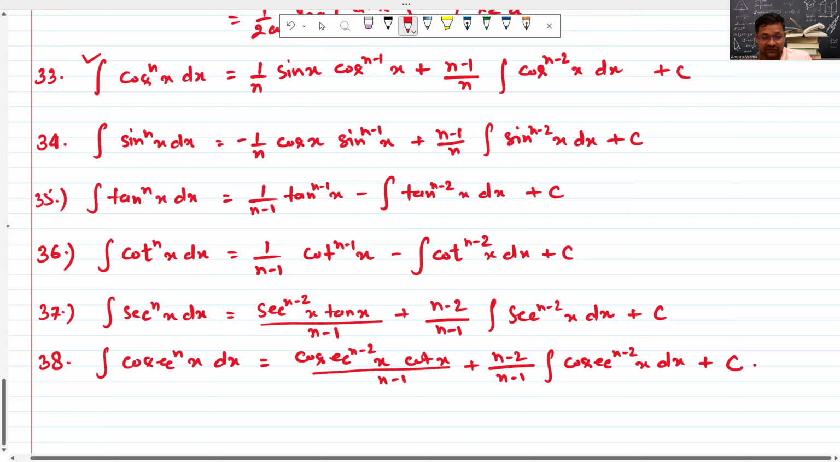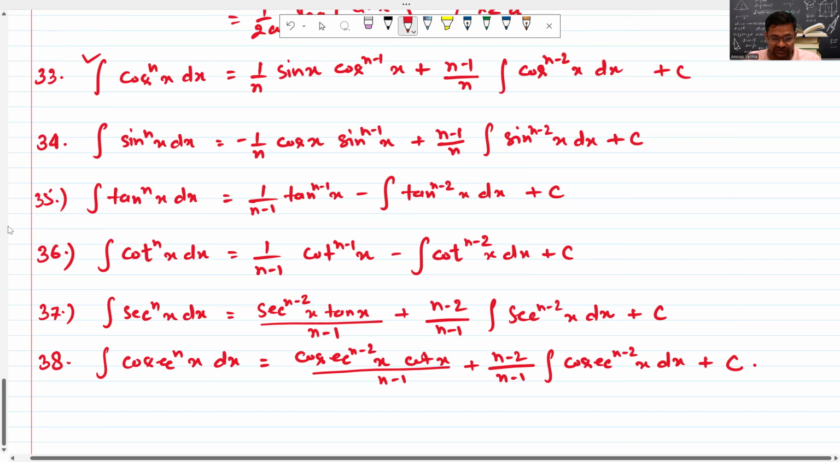Clear? So these are the formulas, and very important formulas. I have written all the formulas, so you can jot them down in your notebook as well.